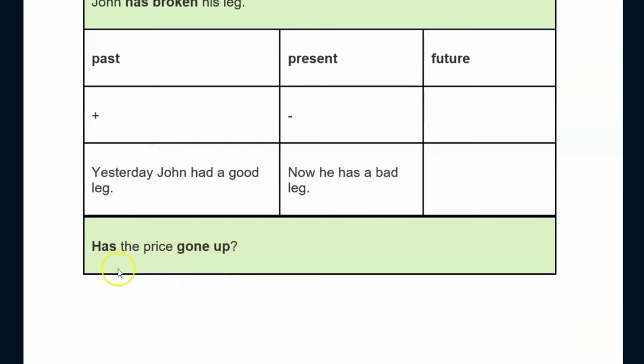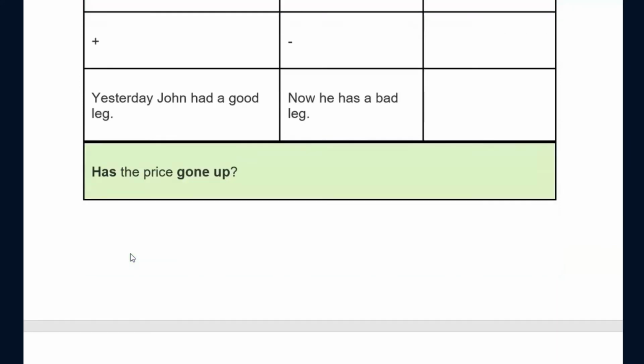Here's another example in question form. We start with have or has in the question. Has the price gone up? So why am I in the present perfect tense here? Because something changed. The price might have been $1 last week and now it's $2. So we would say, has the price gone up? Has there been a change?